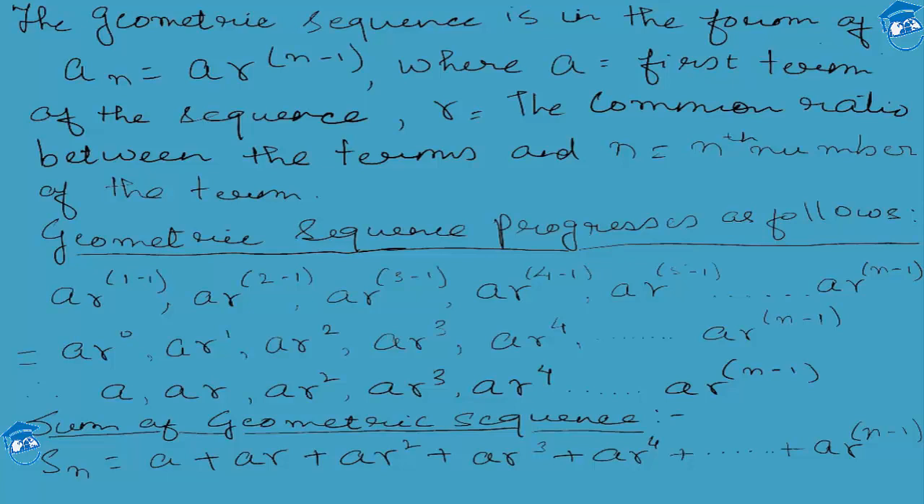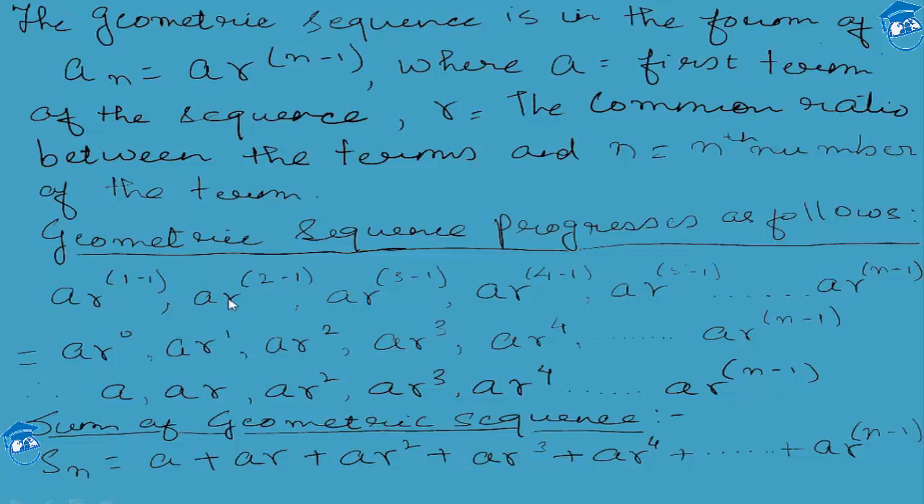As we just discussed, we all know that anything raised to the power of 0 is 1. So for the first term, r is raised to the power of 0, so it is just 1. Therefore, a into 1 is a. Once again, anything raised to the power of 0 turns out to be 1, and a multiplied by 1 is equal to a. In the second case, anything raised to the power of 1 becomes the base itself, so r to the power 1 is r. So a into r becomes ar. Then ar squared, ar cubed, ar to the fourth, and then ar^(n-1).